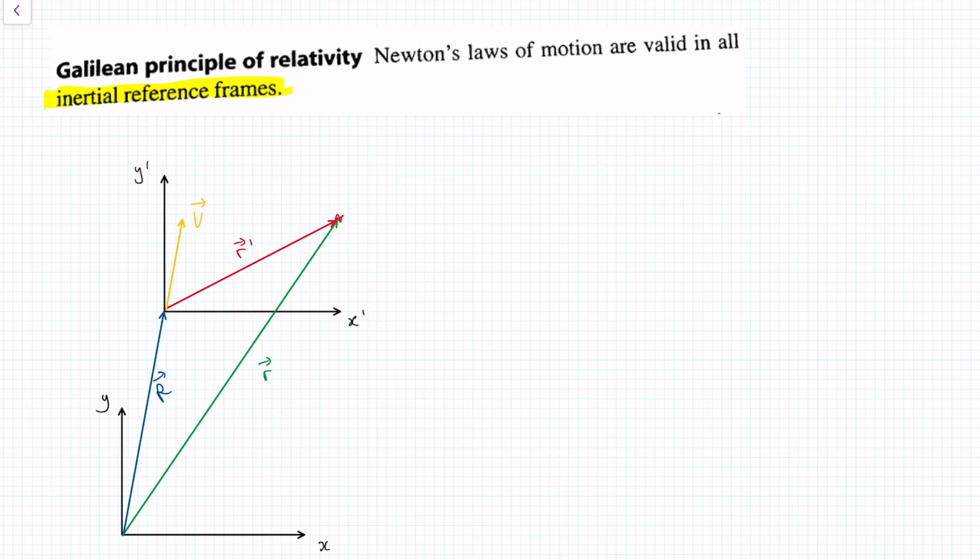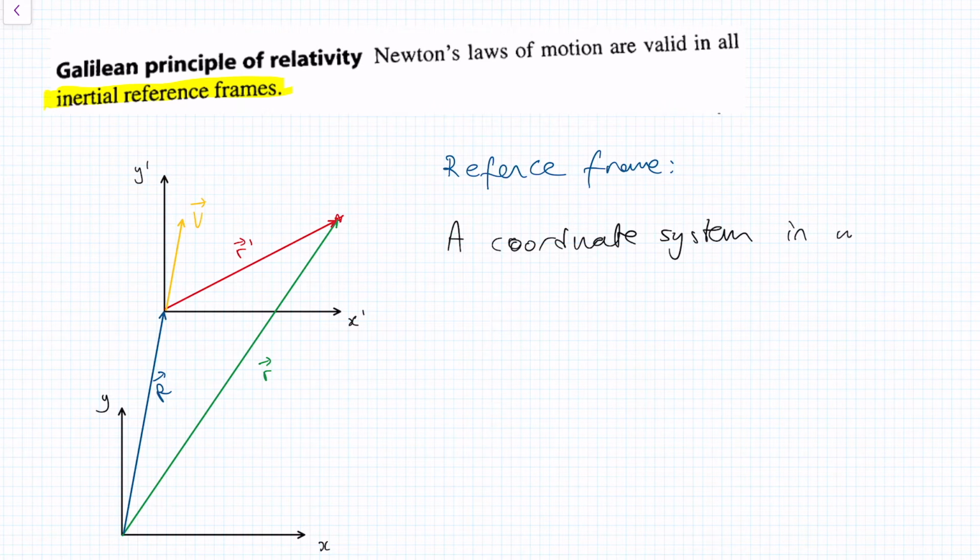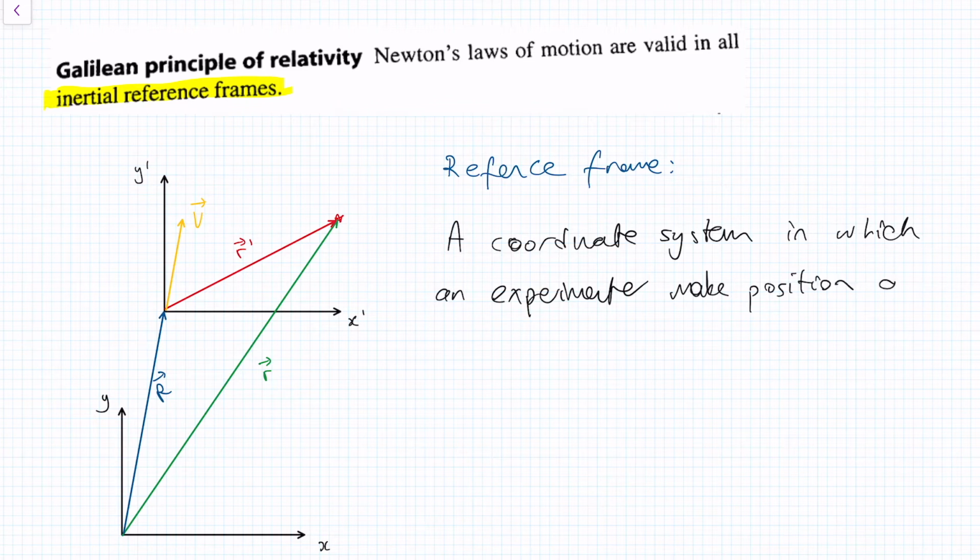So first of all, let me write it down. What is a reference frame? Well, the reference frame is a coordinate system in which an experimenter makes position and time measurements.